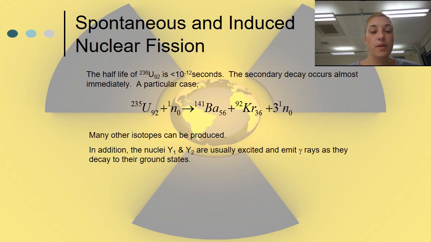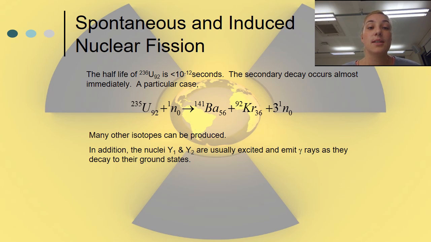Alright, so continuing with spontaneous and induced fission. Now, the half-life of uranium-236 is less than 10 to the minus 12 seconds. So we get what's called a secondary decay. That occurs almost immediately. A secondary decay happens if the new isotope is unstable. So for this reaction that we're looking at here, we've got uranium-235 adding the additional neutron, and it breaks down into two daughter nuclei. We've got Ba-141 and Kr-92. So in that process, you also get three additional neutrons produced.